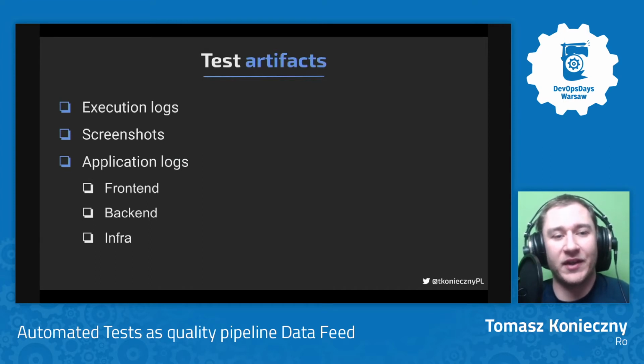Let's think about test artifacts. Well, in most cases, we will have some execution logs, for example, logs from the test runner, or some additional custom messages that may be useful for us, or for example, screenshots. So in case of any failure, we will get a screenshot, and we'll be able to visualize what exactly happened. It's really useful for debugging purposes. And also maybe some application logs, so logs from the front-end application, from the back-end application, maybe some infrastructure logs. And if we correlate them with test execution, then we'll get tons of useful data that we may use for different purposes or for debugging.